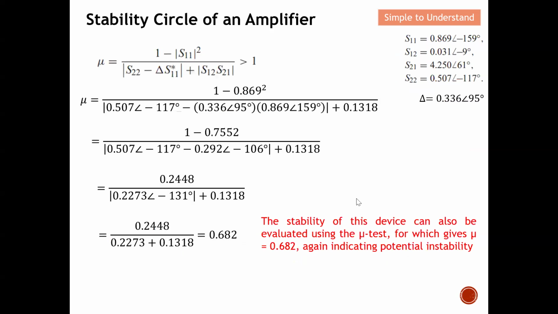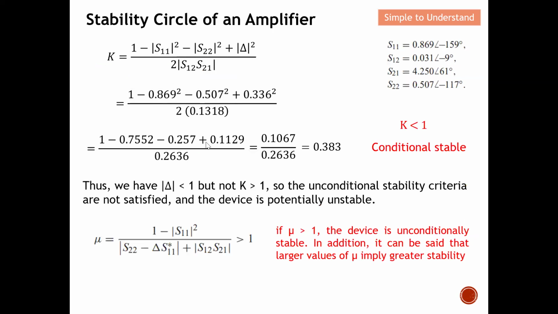Let's work out this value here. So this will be the value here: 1 minus the magnitude of S11, which is 0.869. This will be S22, which is 0.507 ∠ -117° here. Minus the determinant of the S matrix, which I have calculated earlier on, which is over here.